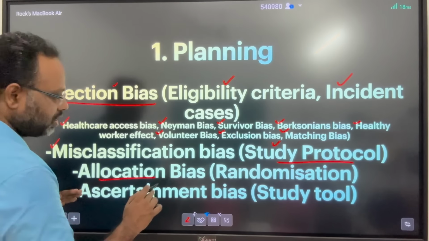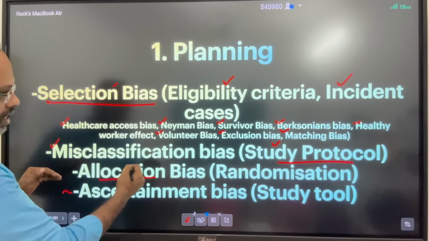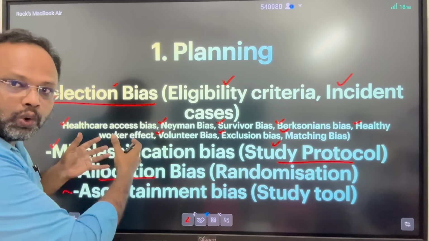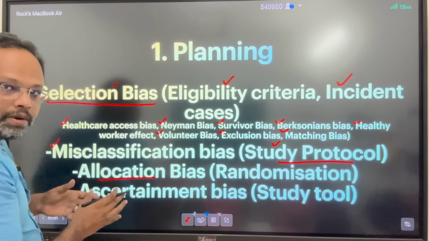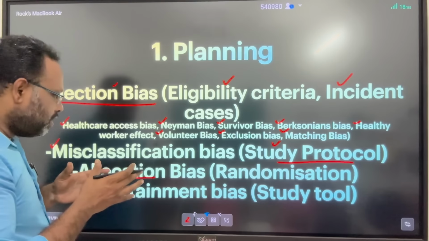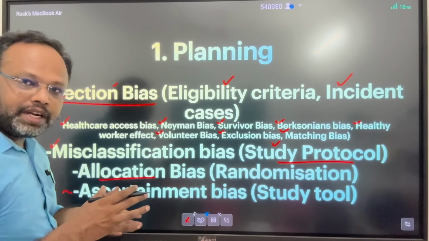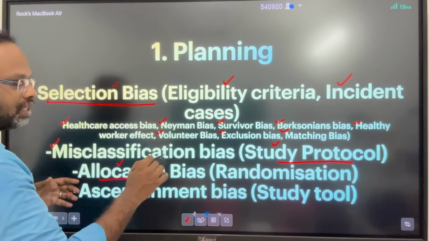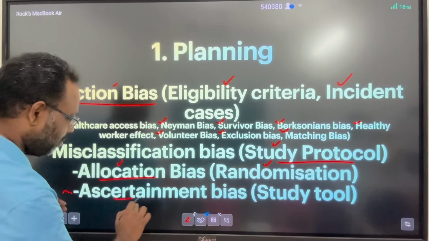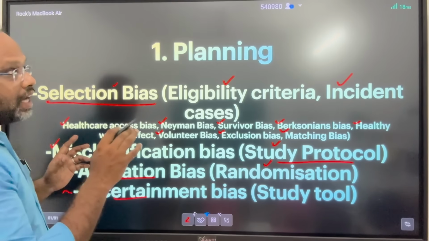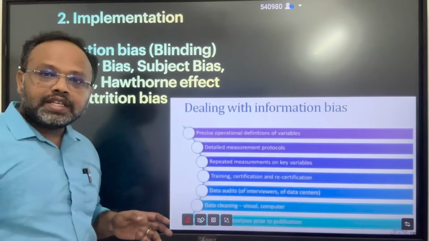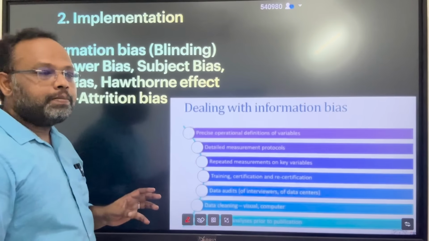And we have allocation bias. The difference between selection bias and allocation bias is that selection bias involves people who are recruited into the study. Allocation bias is when we allocate people for intervention and there is a differential systematic error. That can be minimized by randomization. And we have ascertainment bias or measurement bias, which can be reduced in the planning stage by having a good study tool. Next, we have biases in the implementation phase.